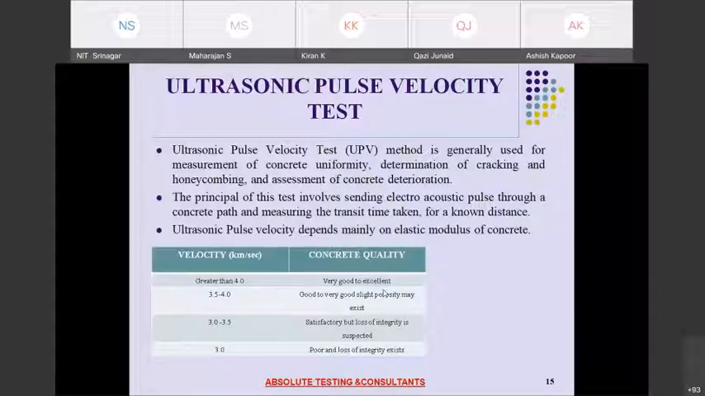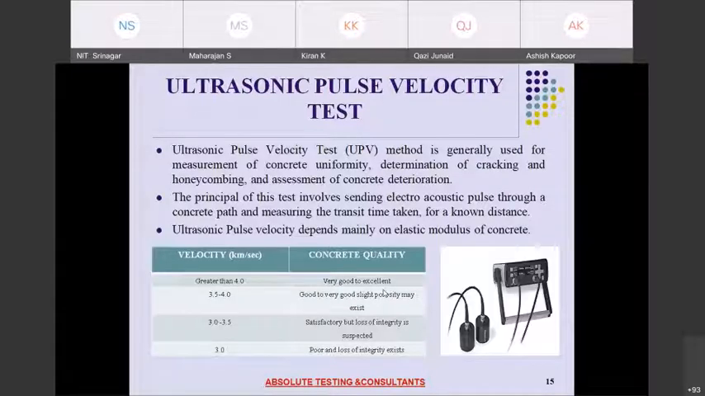But with the new code, all these parameters have been changed. What are the new code's parameters? It says if it is below 3 km per second, that is poor quality. And if the value is coming 3 to 3.75, that comes under the doubtful range. Below 3 is completely poor, 3 to 3.75 is doubtful, 3.75 to 4.4 is good, and above 4.4 is excellent.